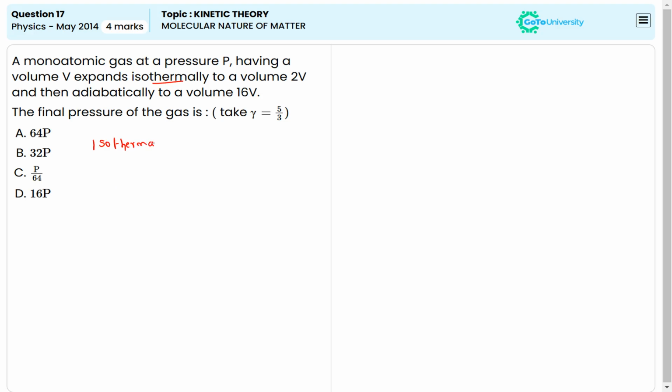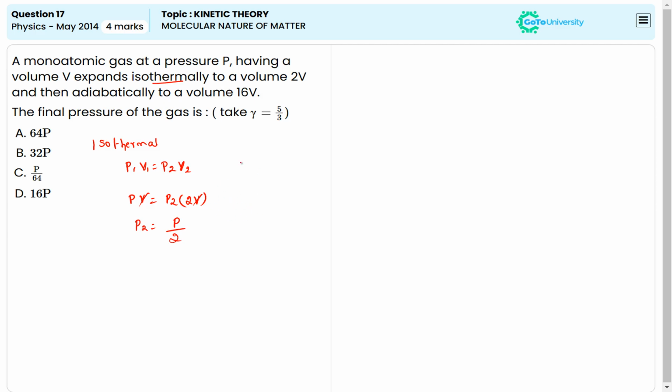In an isothermal process, we know that P1 V1 is equal to P2 V2. Here P1 V1 is P times V, which is equal to P2 times the volume, 2 times V. If I cancel this V and V, then P2 is equal to P divided by 2.